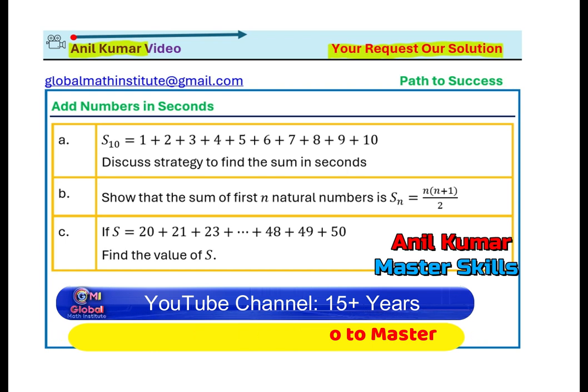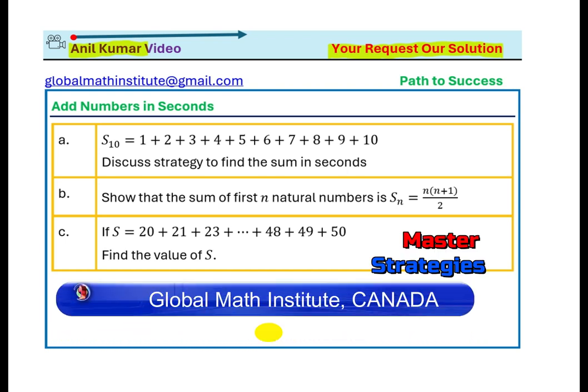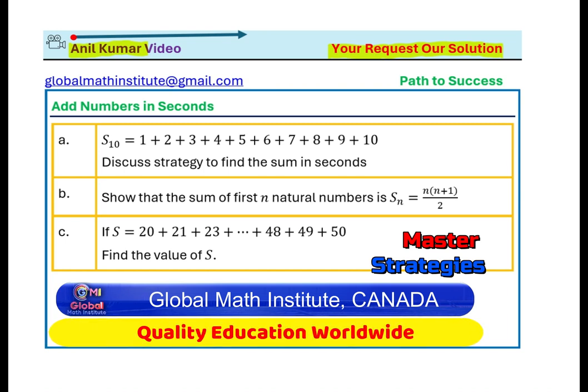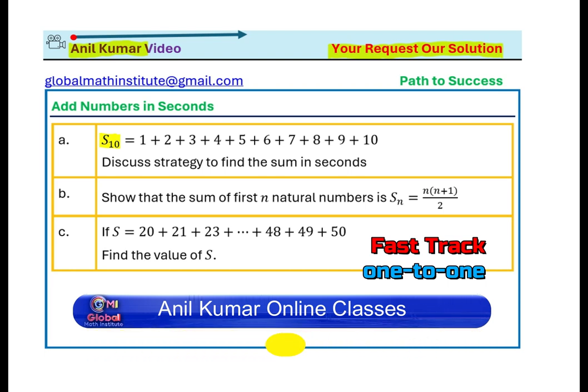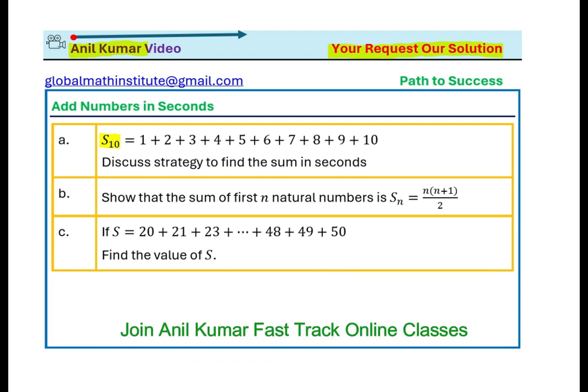In this video, we are going to understand how we add natural numbers. Let's go through a very simple example to begin with. The question here is S10 equals 1 plus 2 plus 3 plus 4 plus 5 plus 6 plus 7 plus 8 plus 9 plus 10, the sum of first 10 numbers. That is the nomenclature: S for sum, 10 for 10 numbers. So the sum of the first 10 natural numbers is what we will discuss.